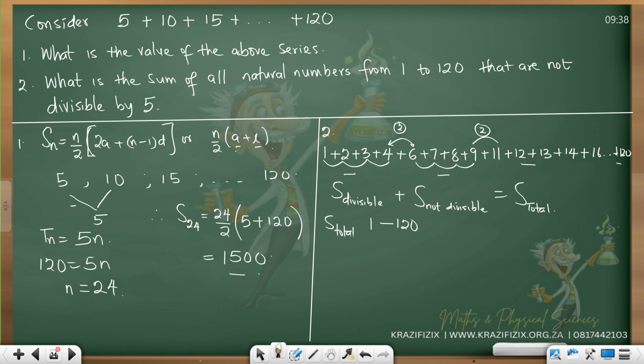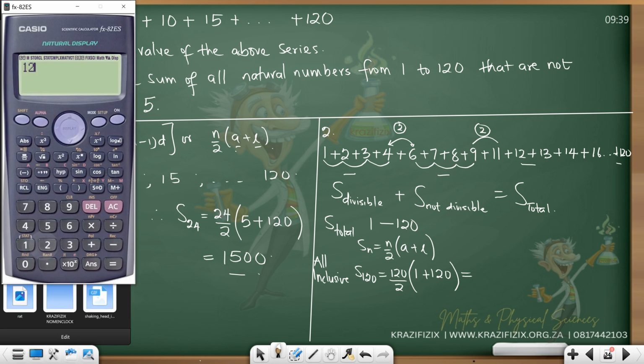Including the multiples of 5. Okay, so let's walk through. Now, if I say 1 to 120, then I can use Sn = n/2 (a + l). There are 120 terms. I'm going to teach you how to count. Counting is not very easy, but I'll teach you. What is a? The first term is 1. The last one is 120. I'm using this now because it's all inclusive, both divisible and not divisible.